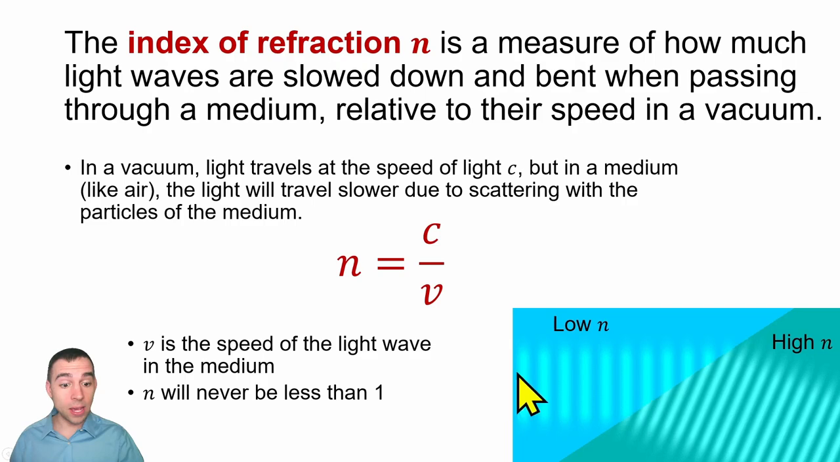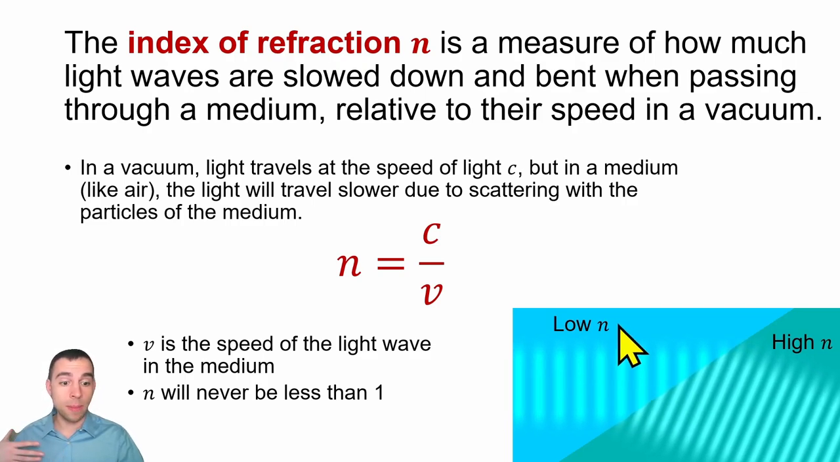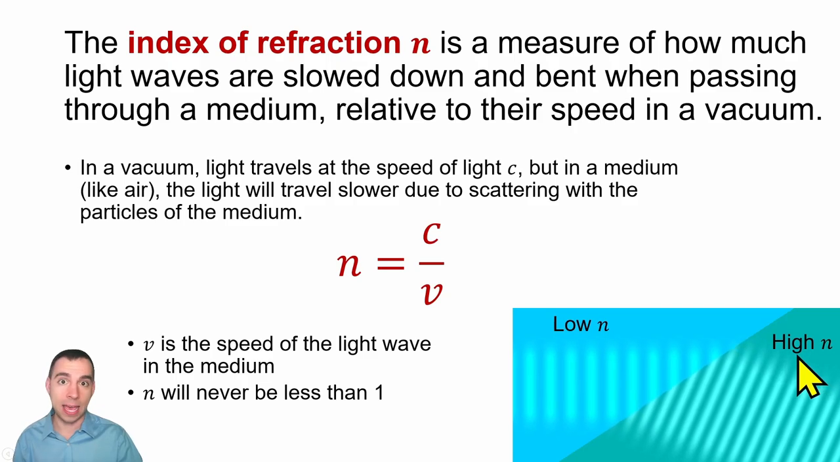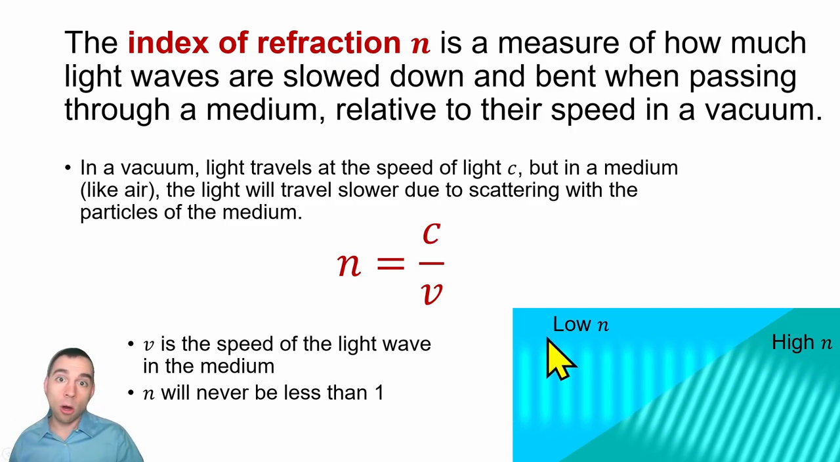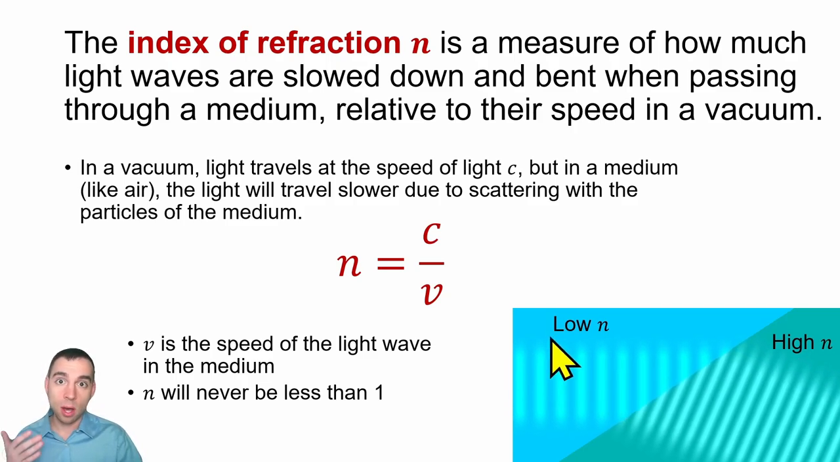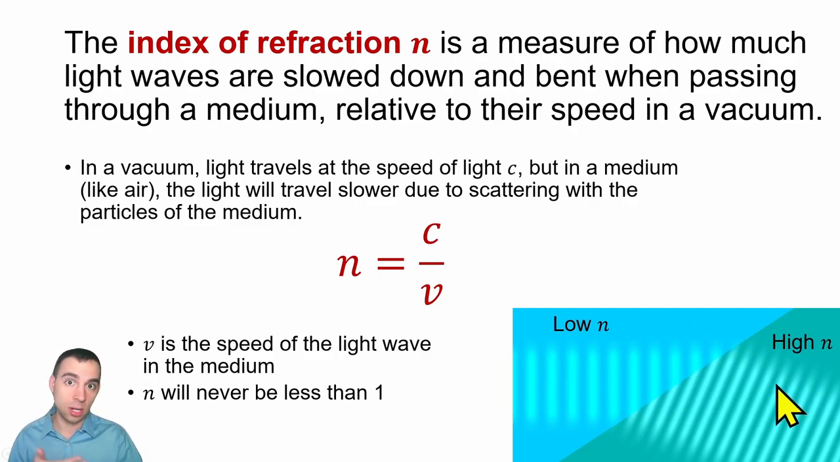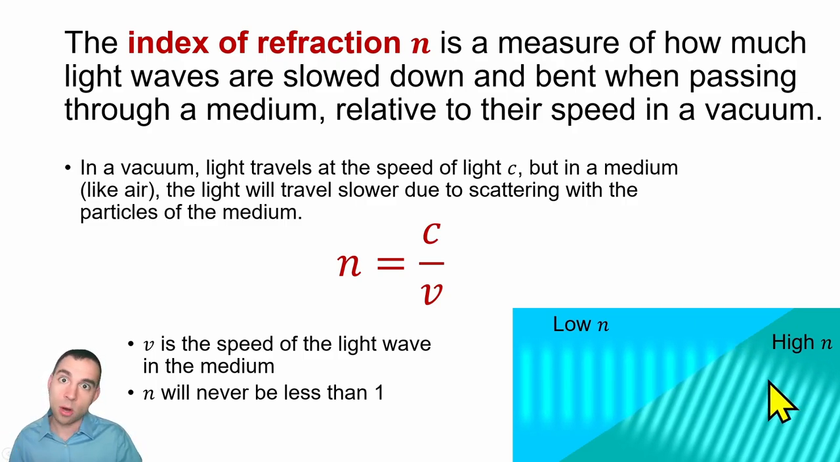So you can think about the light waves with a wavefront diagram. Here we have a low n material, and on the other side we have a high n material. In a low index of refraction, our light waves can travel fast. In a high index of refraction, our light waves will slow down.